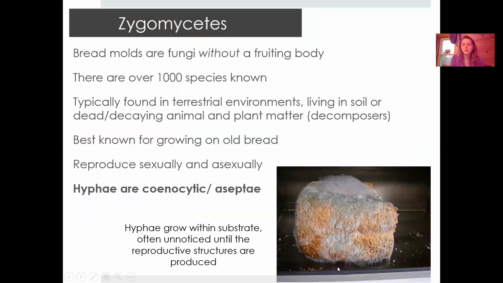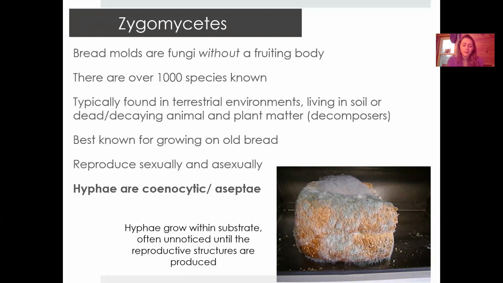All right, so the next group we're going to move on to is zygomycetes. Zygomycetes are bread molds that do not have a fruiting body. So that means they are just vegetative body, no fruiting body, so no sexual reproduction. There are over 1,000 species, and they are typically found in terrestrial environments, living in soil or dead or decaying plant matter. We know them best for growing on old bread.